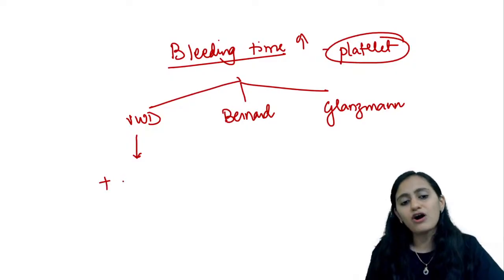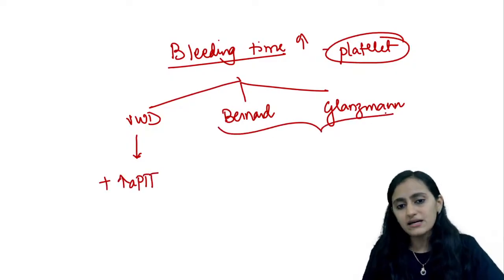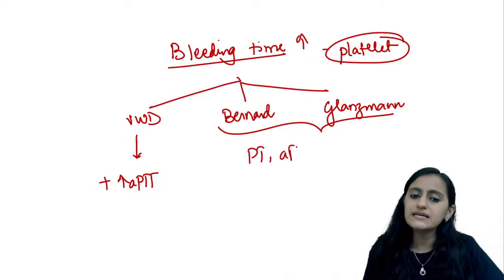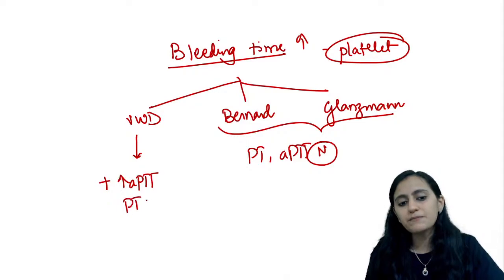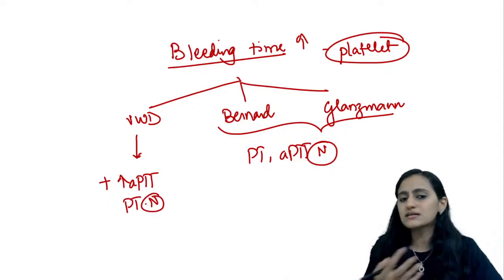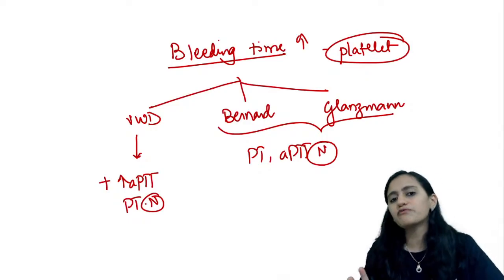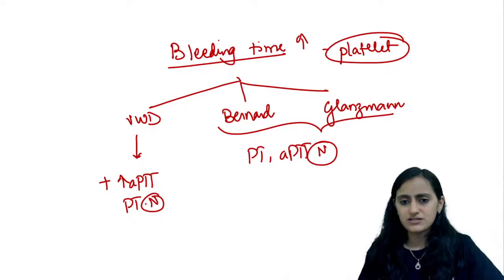Apart from that, von Willebrand will have increased APTT. While here you will have both PT, APTT, the clotting studies will be normal. Your APTT will be prolonged, PT will be normal because prothrombin time is extrinsic or common pathway, which is not for factor 8. Alright. So that is about these disorders.